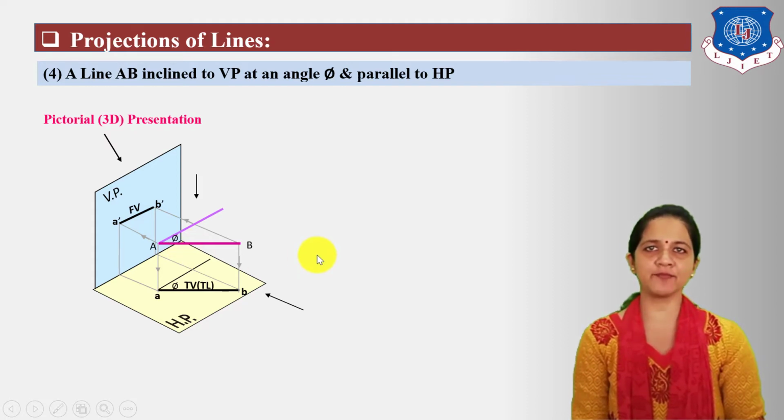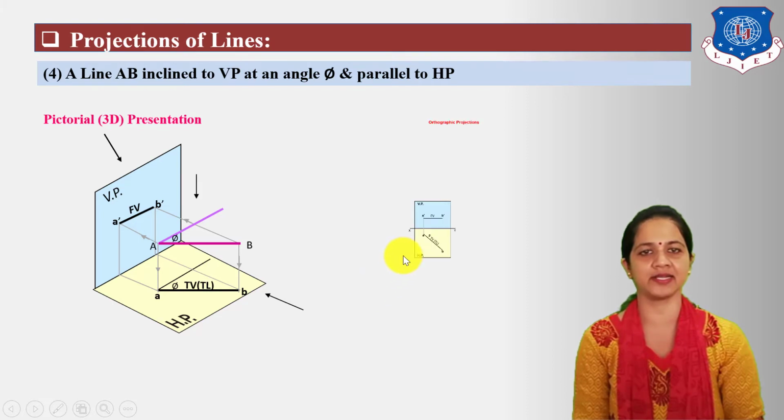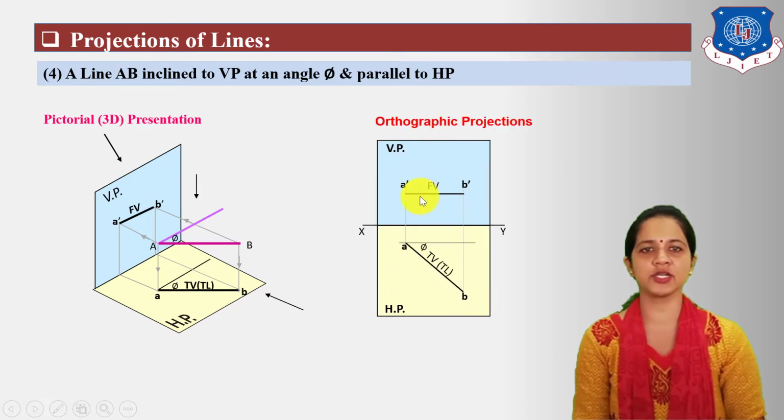Now for orthographic projection drawing with reference to XY, we need to rotate the horizontal plane in clockwise direction up to a 90-degree angle. So you can see here the position of horizontal plane, vertical plane and front view, top view with reference to XY. Here the top view is an inclined line which indicates true length. So the top view is located below the XY line and the front view is located above the XY line, and the length of the front view is less than the length of given line AB.